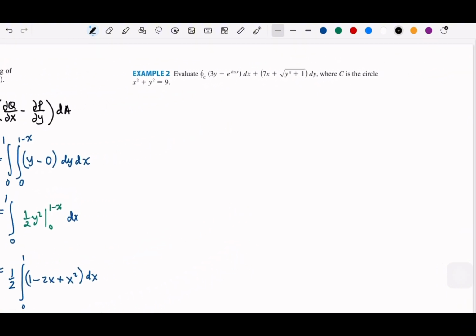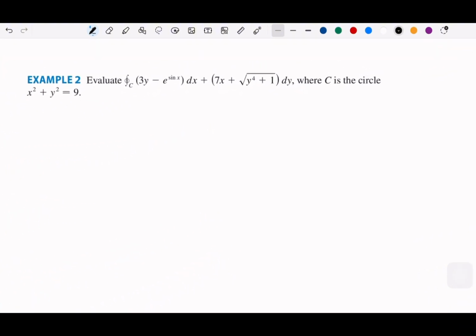So taking example 2, we have the line integral of (3y minus e to the power sin x) dx, plus (7x plus square root of y to the power of 4 plus 1) dy. And the curve is x squared plus y squared equals 9, a circle. Because we have a circle for the curve, I think it's best to change into polar coordinates.